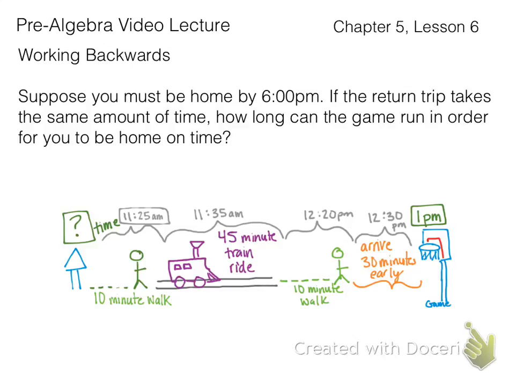All right, so let's use the same information and apply it to a new problem. Suppose you want to be home by 6 p.m. from returning from the basketball game. If the return trip takes the same amount of time, how long can the game run in order for you to come home on time? All right, well, we don't need all of this information, so let's get rid of it.